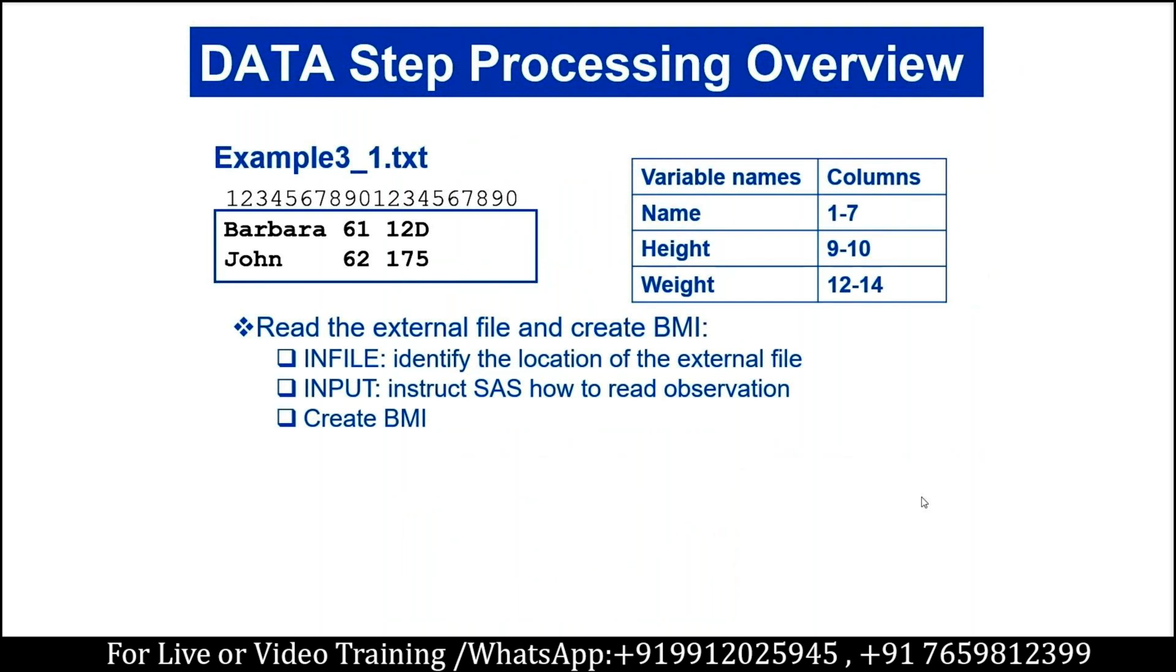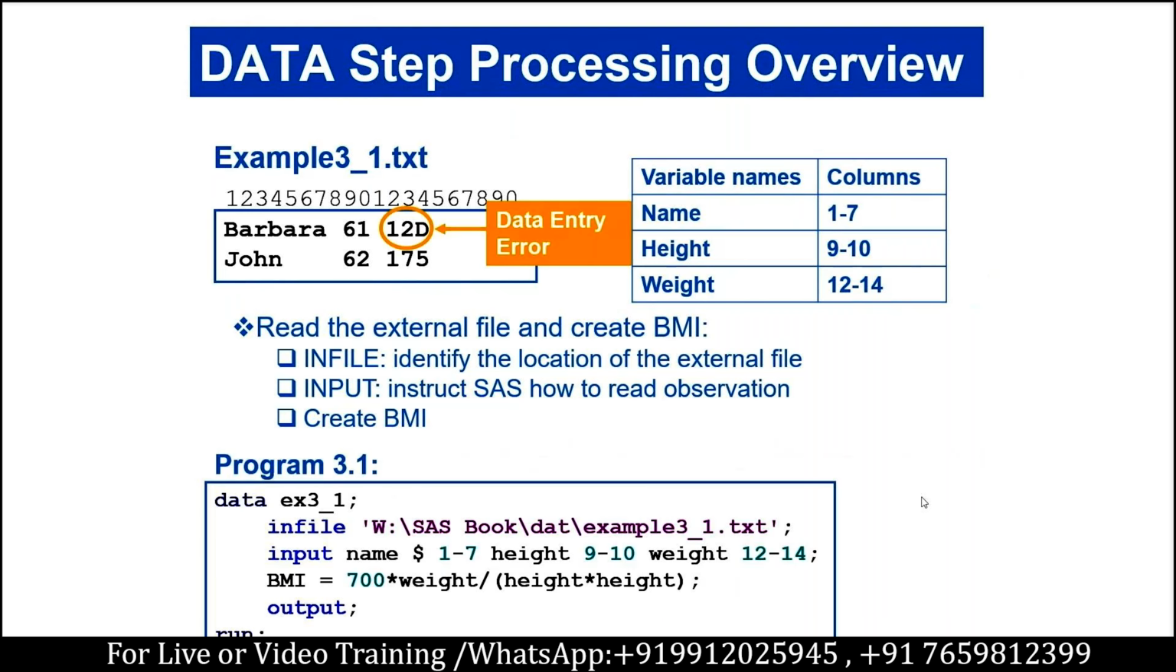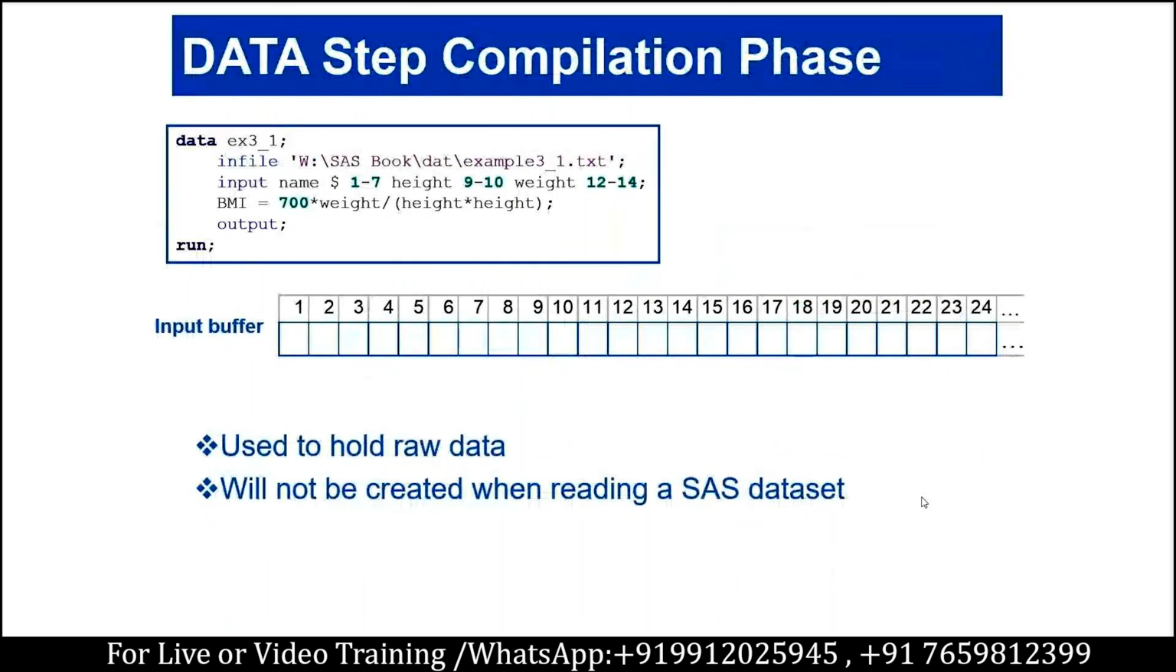They provide a text file with variable names and column positions. They require me to calculate the BMI, but there is a data entry mistake. So once I submit the program, it enters into the compilation phase very fast. What is the use of the compilation phase? In the compilation phase, SAS is going to create the input buffer first to hold your raw data. We need some memory to carry your raw data from the external file to the SAS dataset, right? That memory is nothing but the input buffer.